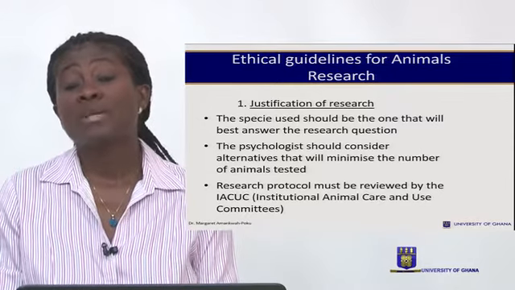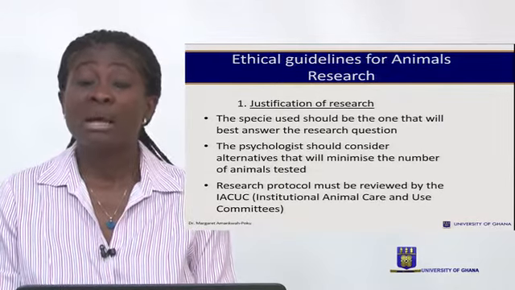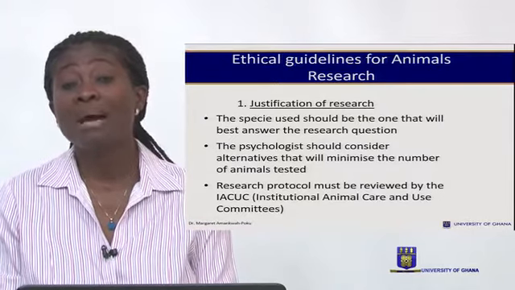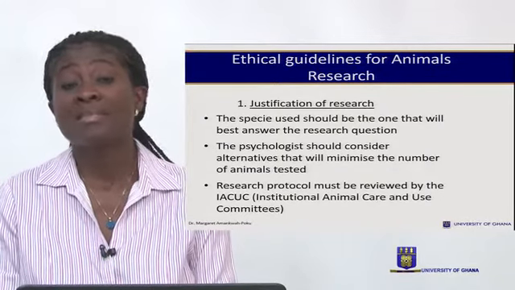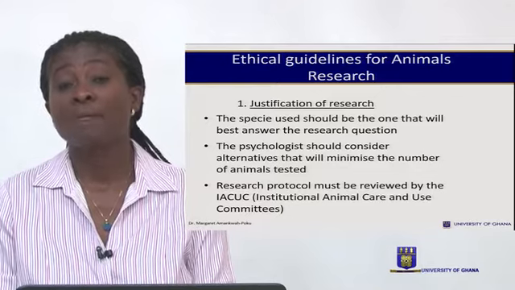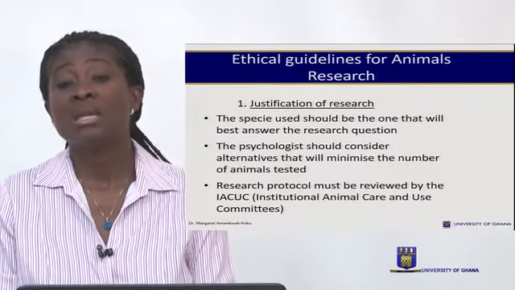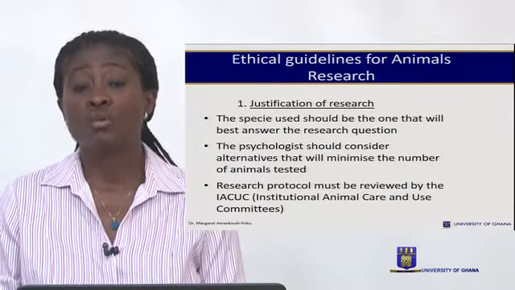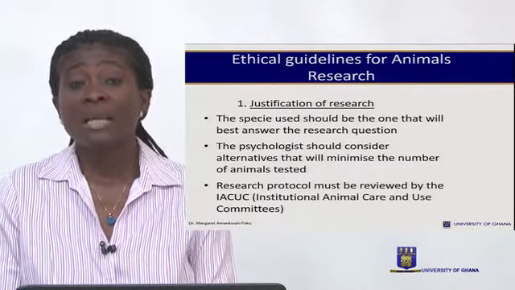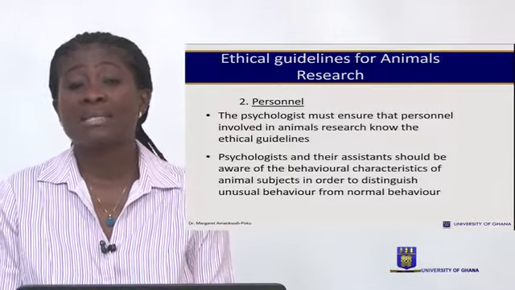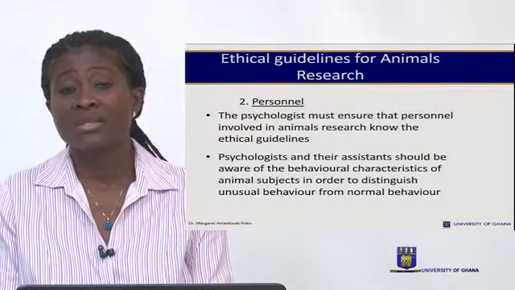In the previous section when I talked about institutional approval, if you remember, when I listed the various ethics committees at the University of Ghana, the first one was the Noguchi one, which was an Institutional Animal Care and Use Committee. The second guideline talks about the personnel that are involved in the research.